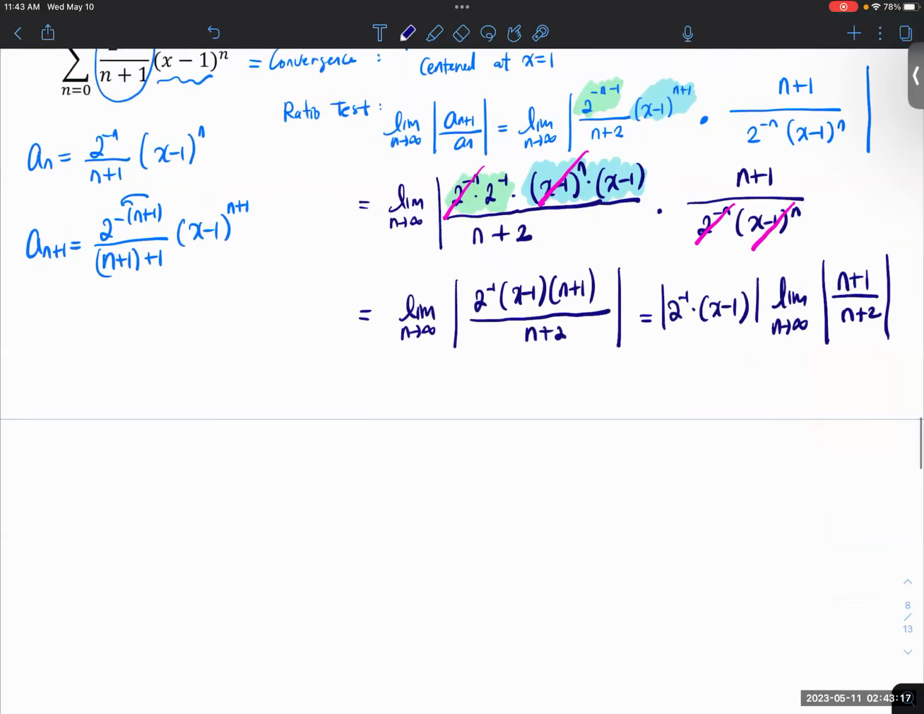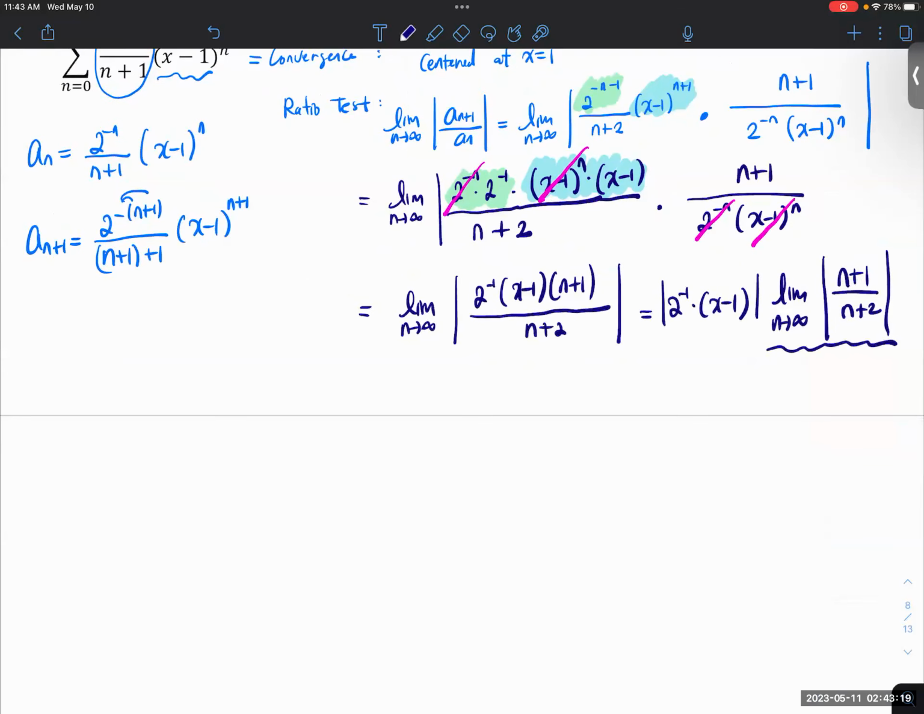Then we evaluate the limit because the top and bottom have the same degree. Do you see that? The denominator degree is n to the 1, and the numerator degree is n to the 1. So we just read the coefficients, 1 over 1. This limit is 1. So we have 2 to the negative 1, (x minus 1), times 1. That's it, so 2 to the negative 1 times (x minus 1) remains.